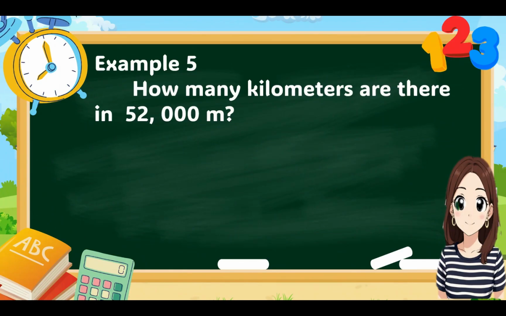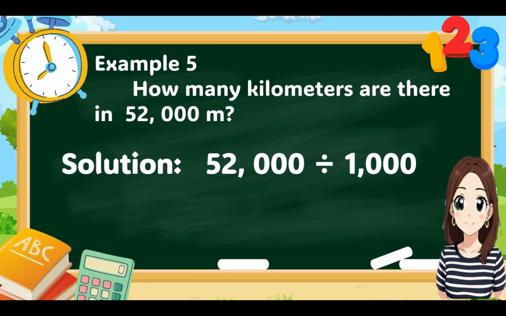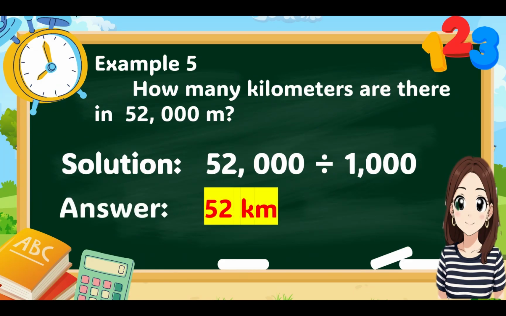Now lastly, example number 5, how many kilometers are there in 52,000 meters? So again, for our solution, 1 kilometer is equal to 1,000 meters. So therefore, we have to divide 52,000 meters by 1,000 in order to find how many kilometers are there in 52,000 meters. And that will give us 52 kilometers as answer. Therefore, in 52,000 meters, there are 52 kilometers.